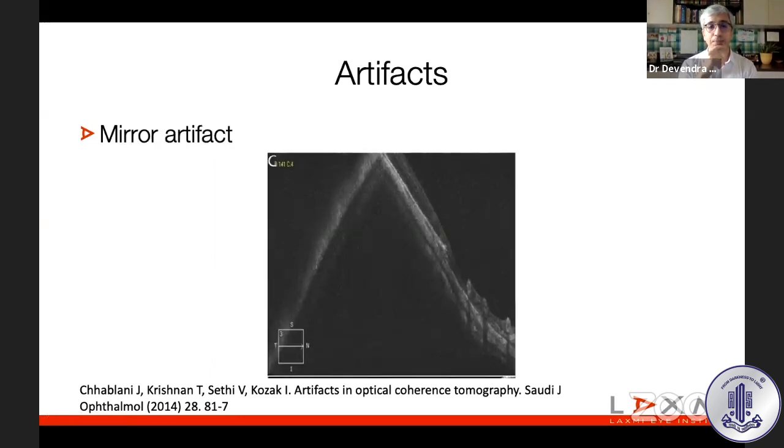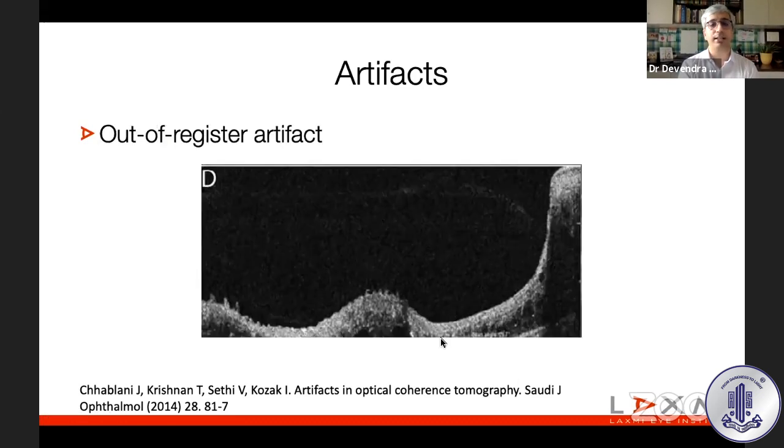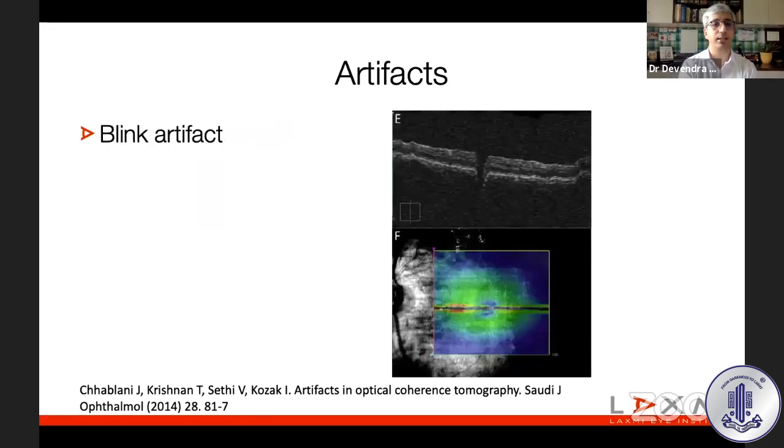Patients with very high myopia and posterior staphylomas are prone to this particular artifact, which is a mirror artifact. Here you can see the retina on the right side and a mirror image of the retina on the left, which is a troublesome artifact in patients with very high myopia. And in this case, the retina has actually gone beyond the scan limits, and you really do not get much useful information because this is an out of register artifact.